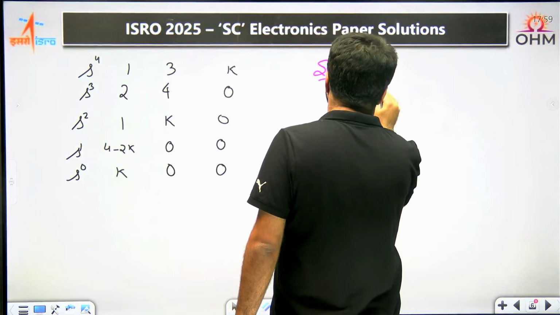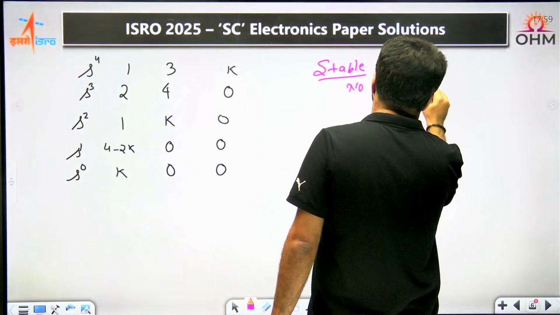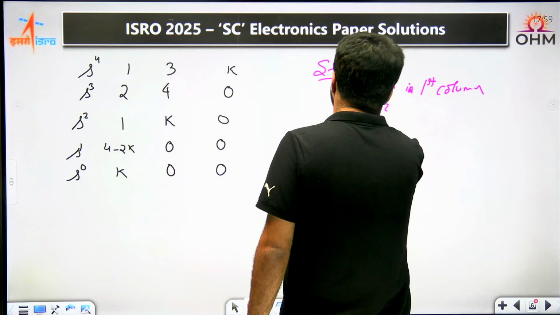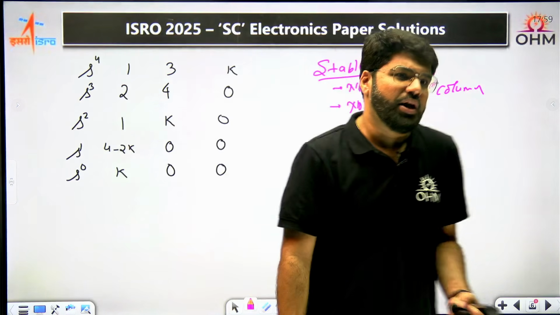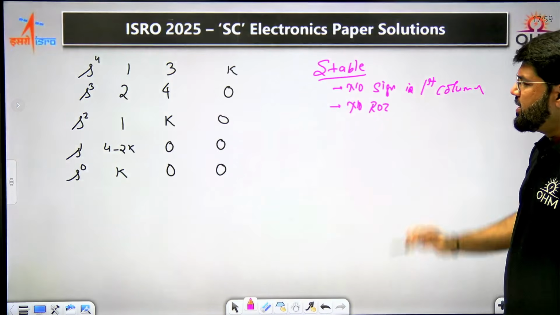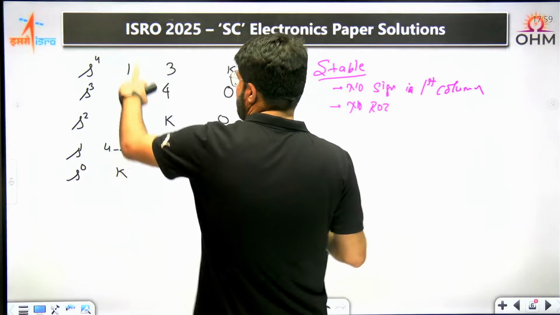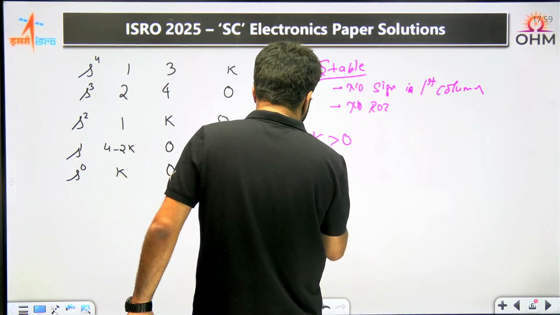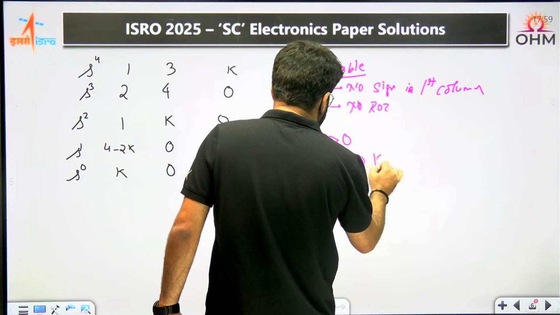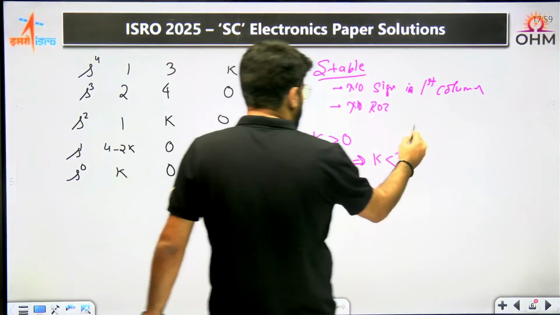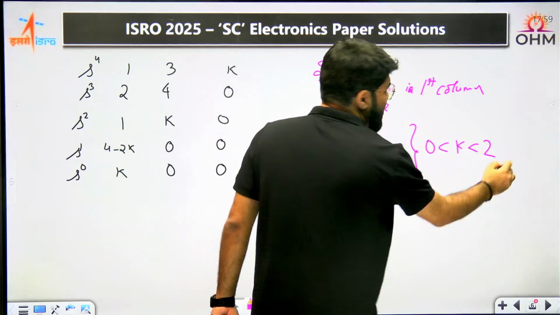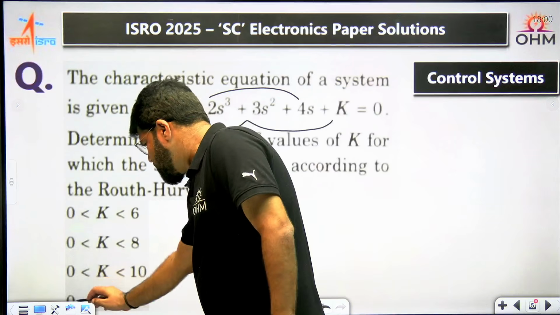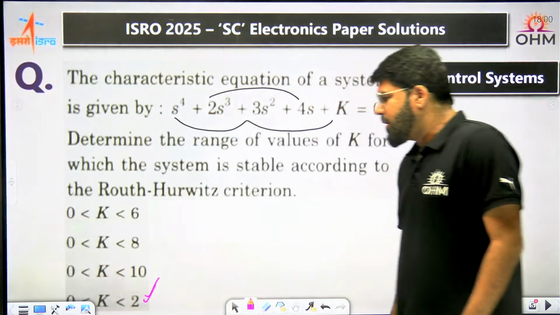We want the system to be stable, so there are two conditions: no sign change in the first column and no row of 0, because if the system has a row of 0, it may be marginally stable or unstable as well, but it cannot be purely stable. So what I want is no sign change and no row of 0. If I started with plus, all should be plus. All should be plus means this k also should be plus, and 4 minus 2k should be positive. This will tell you k less than 2. So the complete range is k greater than 0 but less than 2. K between 0 to 2, option number D. That is what it is.